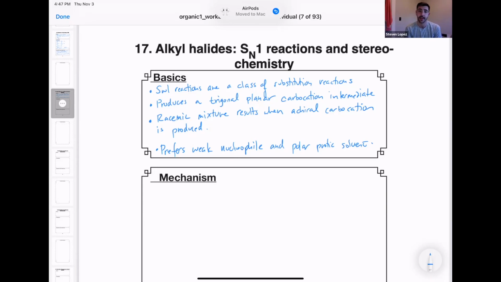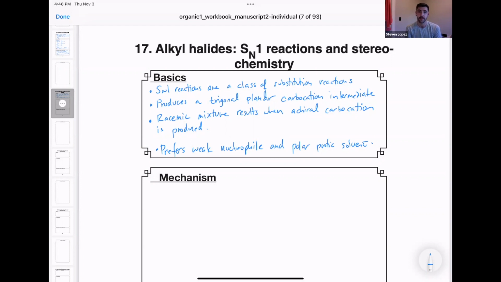Today we're going to talk about SN1 reactions, the stereochemistry that's associated with them, and their substrates, alkyl halides. First of all, SN1 reactions are a type of substitution reaction. Typically, they replace a halide, which is an example of a leaving group, with a nucleophile. In general, these produce a trigonal planar carbocation intermediate, and this reactive intermediate will then serve as the basis by which racemic mixtures are produced, because the carbocation itself can be achiral.